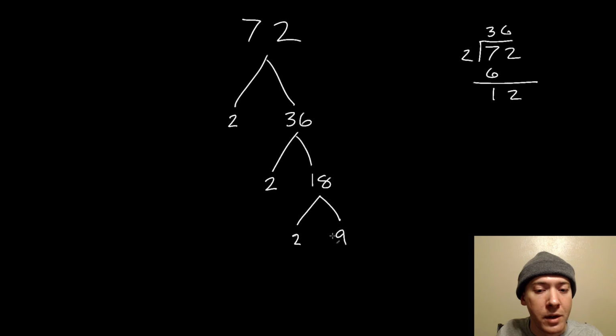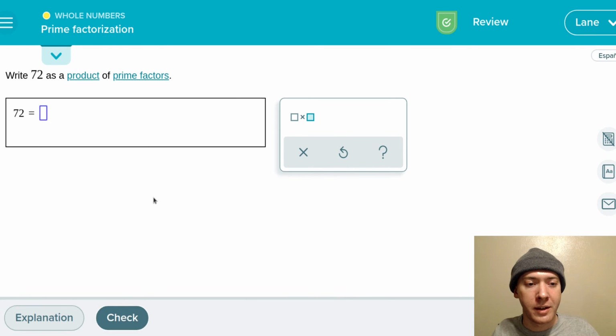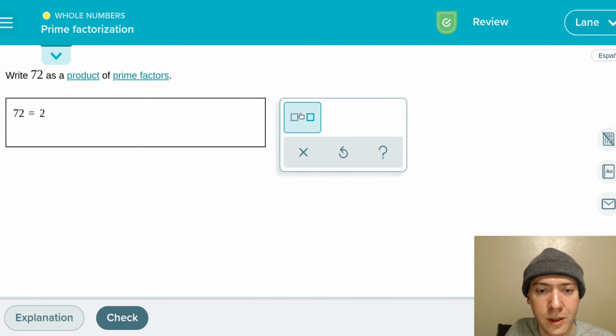Now, 9 is not a prime number, so we can't stop with this 9. We can't write that 72 is 2 times 2 times 2 times 9. We have to make a branch here because there are factors of 9 other than 1 and 9. And those factors are 3, right? 3 times 3 is 9. Now, 3 is a prime number. So at this point, we're done. The prime factorization of 72 is 3 2s and 2 3s. Let's go back over to Alex and put in that answer. So we've got 3 2s and 2 3s.